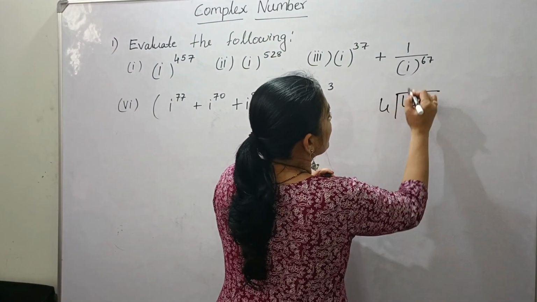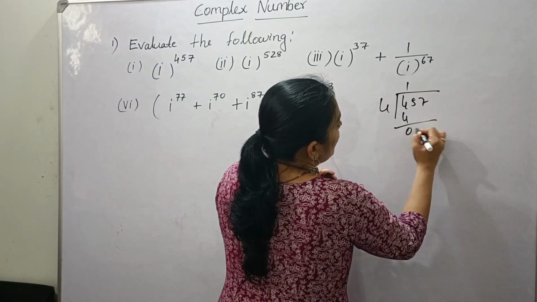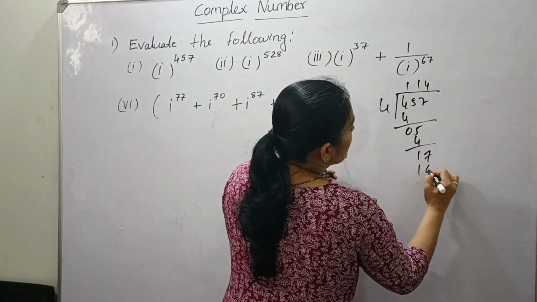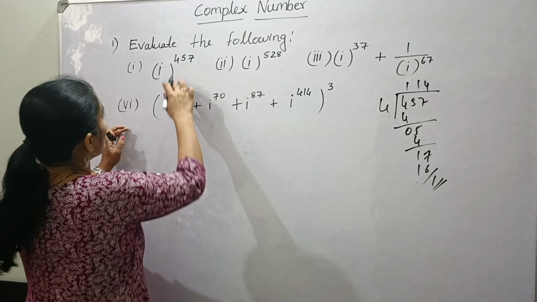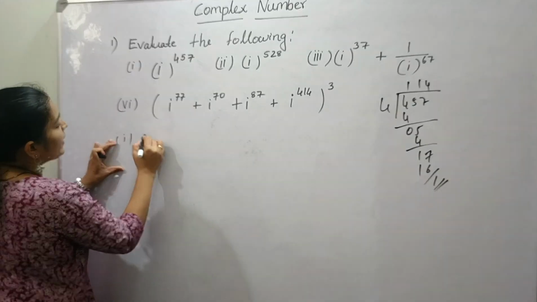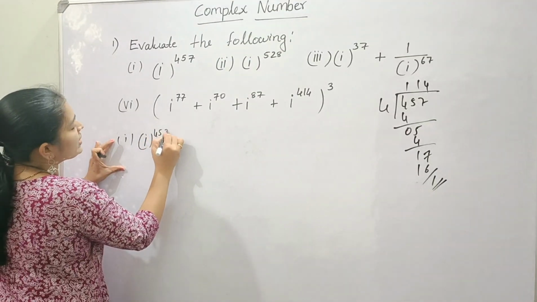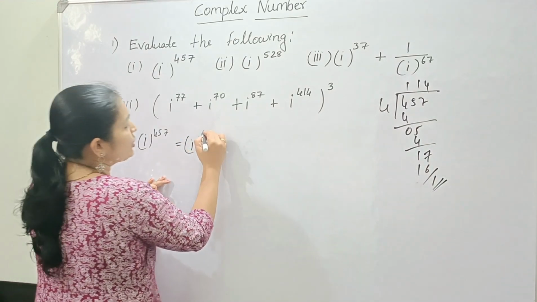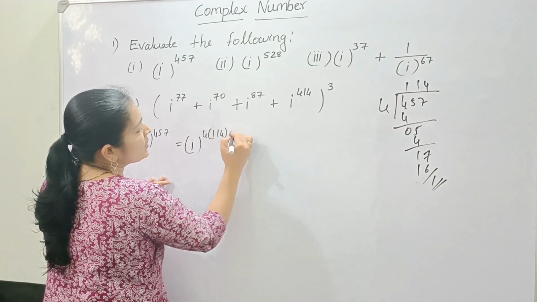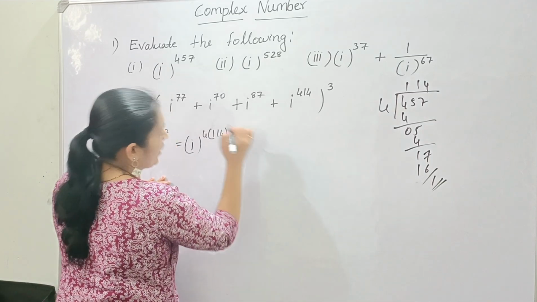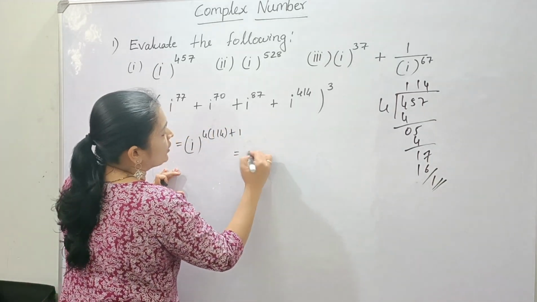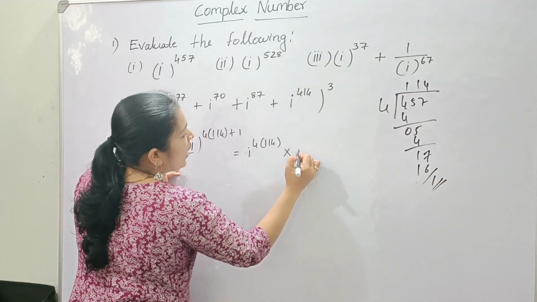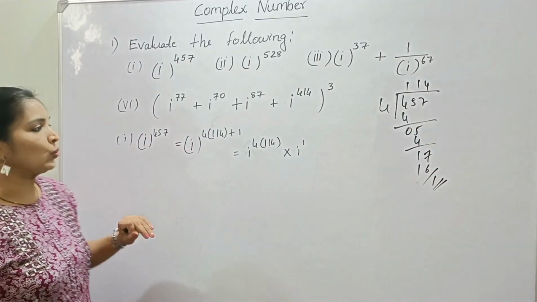457 divided by 4. 4 ones are 4, 0, 5. 4 ones are 4, 1, 7. 4 fours are 16. Remainder is 1. So it can be written as i raised to 457 equals i raised to 4 into 114 plus remainder 1. So that is equal to i raised to 4 into 114, into i raised to 1. That is the power rule.